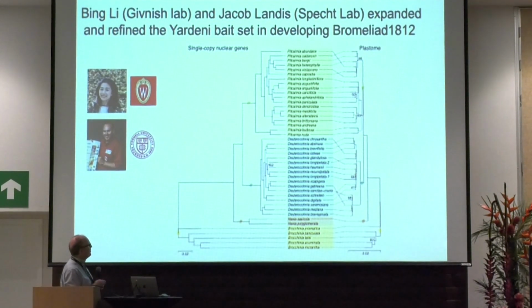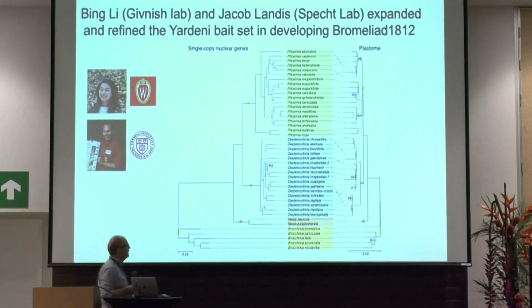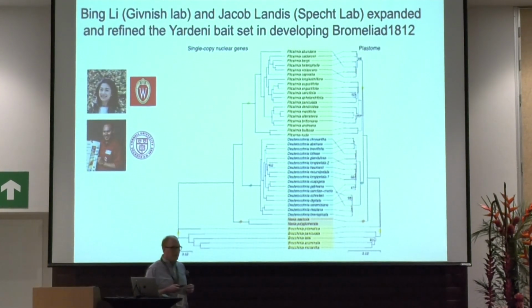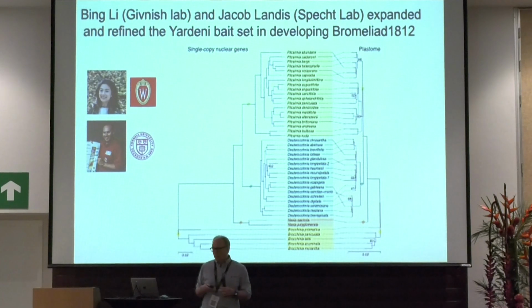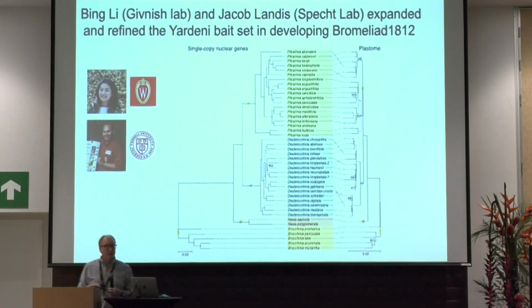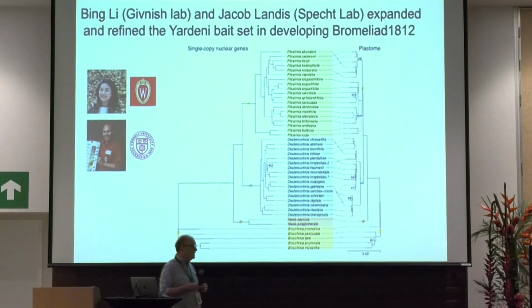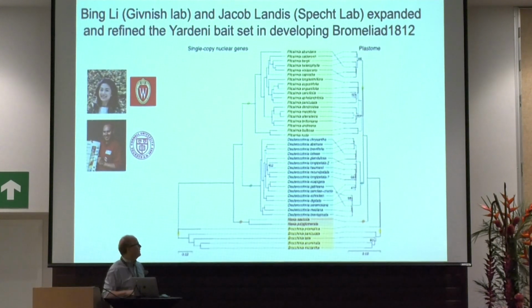This doesn't project very well, but Tom mentioned also in his talk that he refined and expanded the Bromeliad bait set and came up with his own, the Bromeliad 1812 set. This is work done by Bing Li in Tom's lab and Jacob Landis in Chelsea's lab, really driving it. And they're getting extremely good resolution in this group that they've started looking at, perhaps across the family.